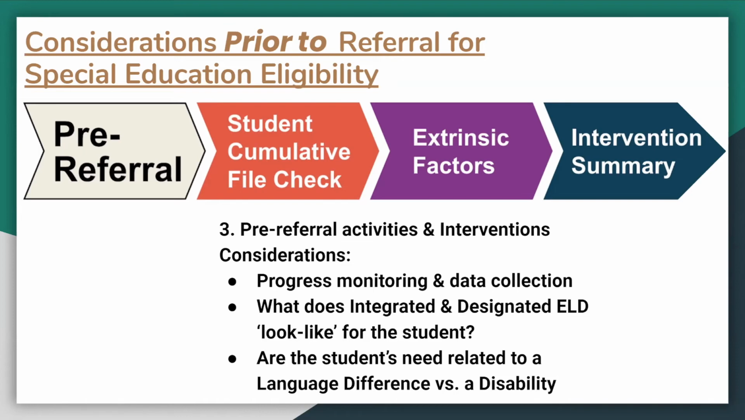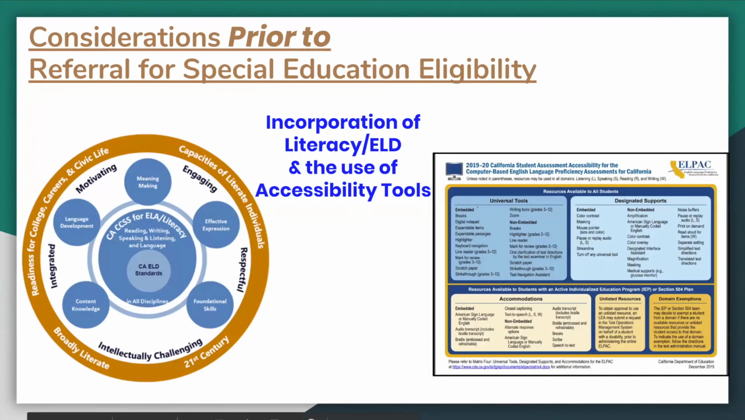Well, the same would be true for a student who is an English learner who is potentially going to be referred for special education, or whom we're trying to encourage and develop more interventions for even now as we look at what their progress looks like. And what does specifically integrated and designated ELD look like for our students?